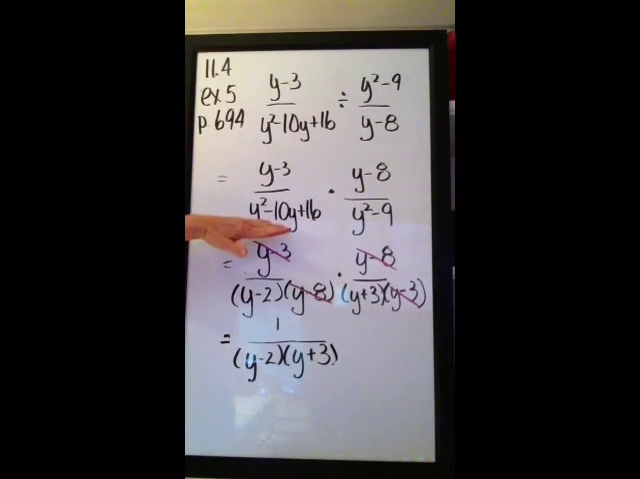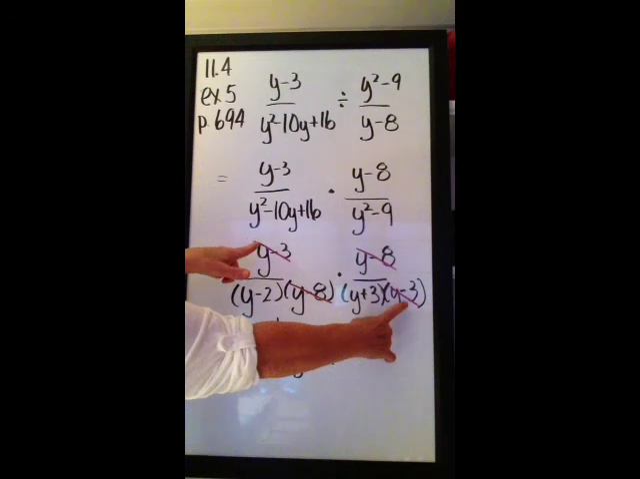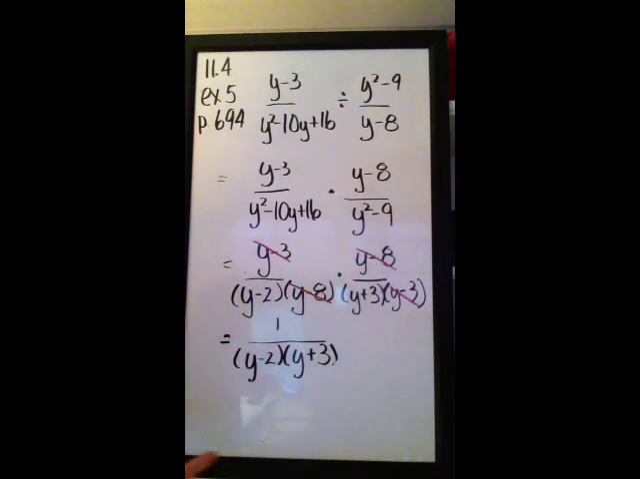I'm going to factor both the trinomial and the difference of squares. So this factors to y minus 2 times y minus 8. The difference of squares factors to y plus 3 times y minus 3. Now I can cancel a y minus 3 and a y minus 8. Multiply across, I get 1 over y minus 2 times y plus 3.